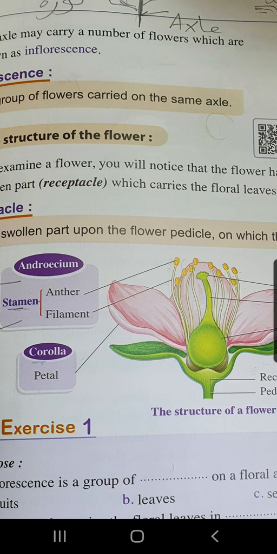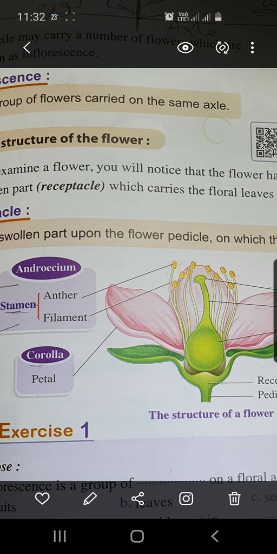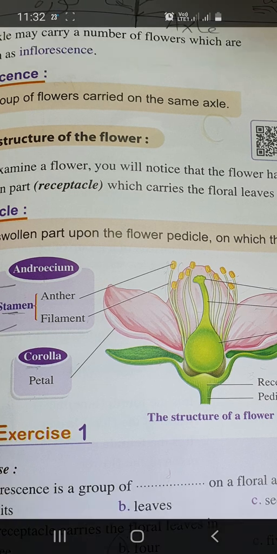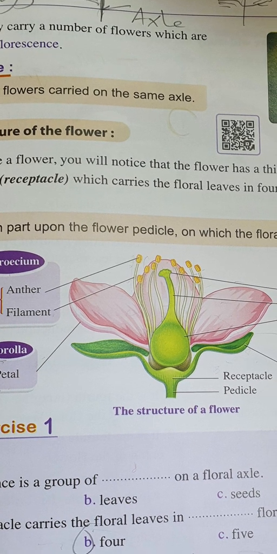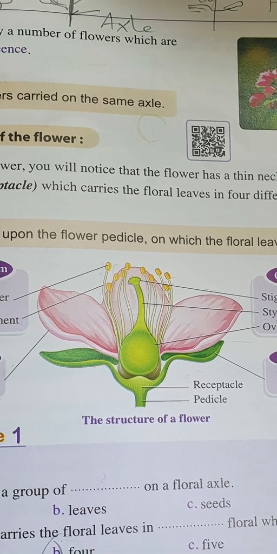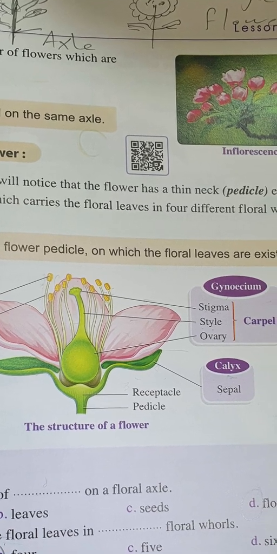They are the male gametes. They are very important in sexual reproduction. And the filament carries the anther. So the filament is a long thread carrying the anther at its end.